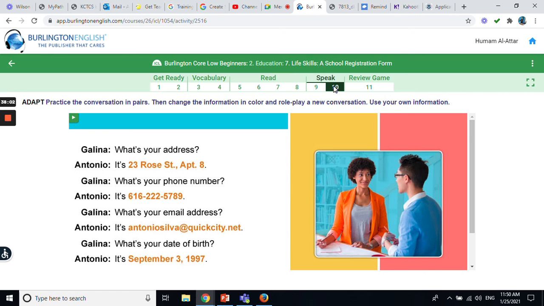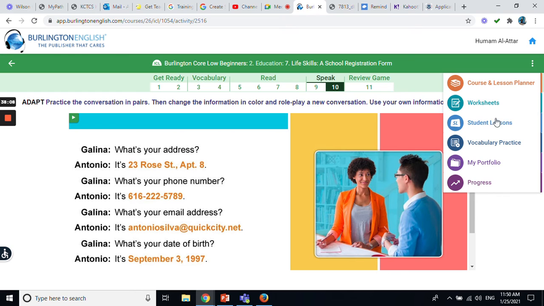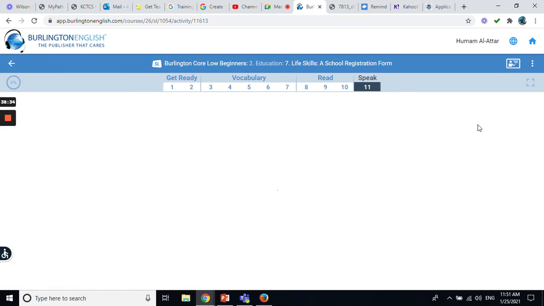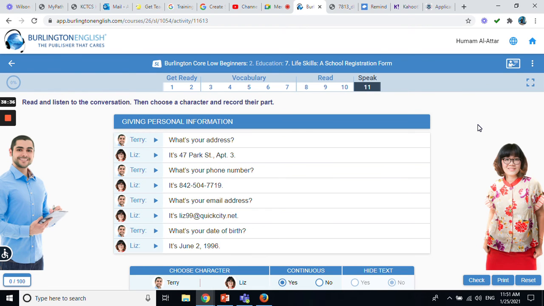Okay. So now here we have a conversation. You can also find these conversations on your website or on the Burlington English website, on the app that you have downloaded on your phone. Or if you have a computer, you can go to burlingtonenglish.com and log in using the username and password that we provided you on the first day of the orientation. When you do log in, you go to student lessons. But you select away from school.